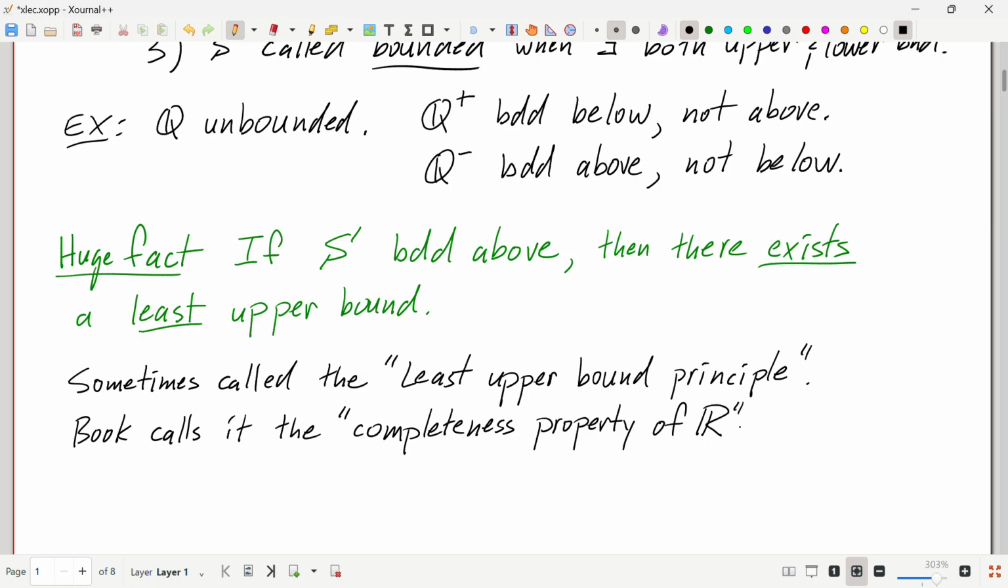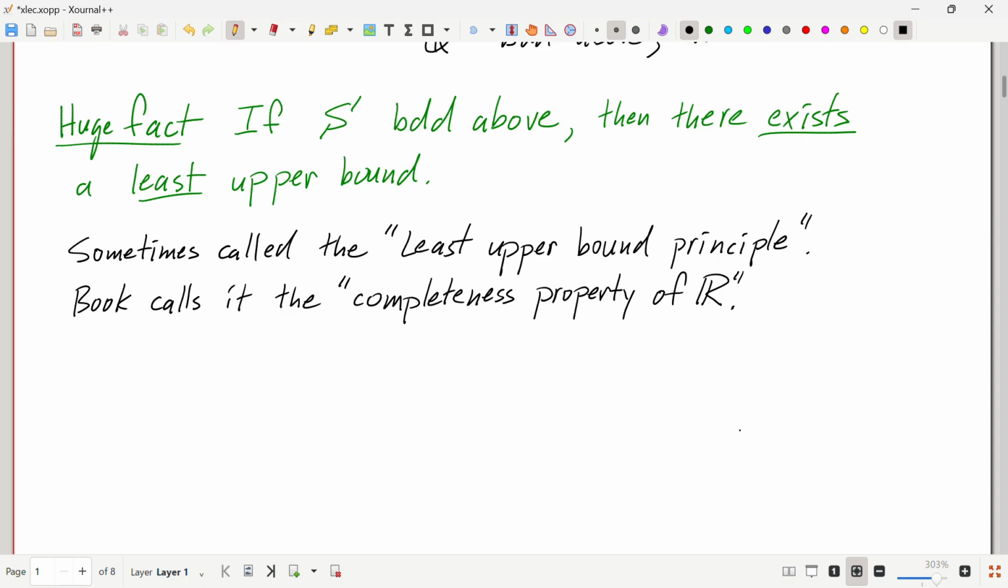I'll say a couple more remarks about that later. A fascinating thing is that it doesn't follow from the axioms that we've been writing down. It's kind of an axiom itself. So, interesting fact. It doesn't follow from the field axioms. That's the stuff about multiplication, addition, distributive law, etc.